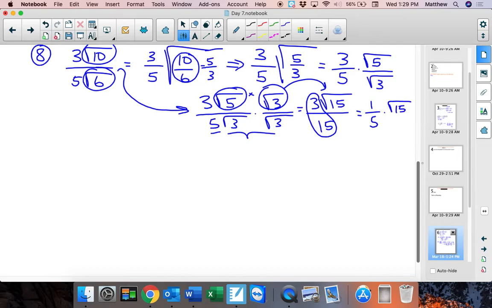So hopefully, again, you see what's going on here. These coefficients can be simplified. And now I've got that, which I could then just rewrite as root 15 over 5. Okay. Lastly, let's look at number 11.